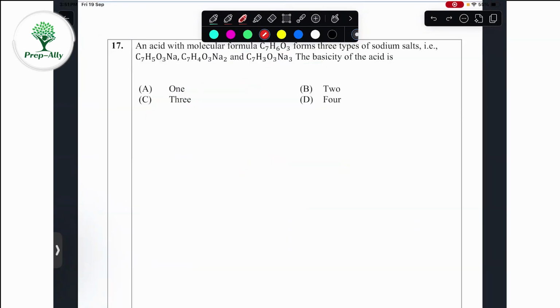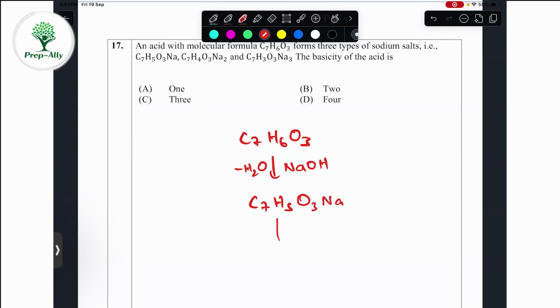Okay, an acid with molecular formula of C7H6O3 forms three types of sodium salt. An acid can form a salt by reacting with a base. Let's say I have a strong base NaOH. So it is forming C7H5, one hydrogen is removed. Or you can put minus water from OH and H plus joined to become water. So C7H5O3Na, and again I am putting one NaOH minus H2O.